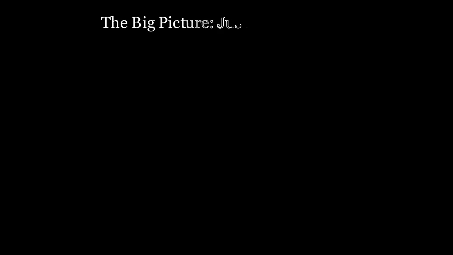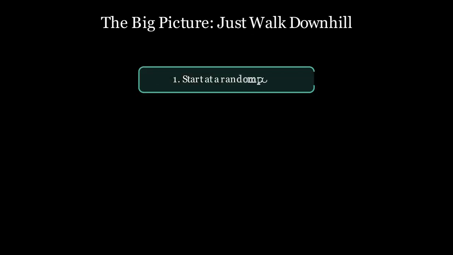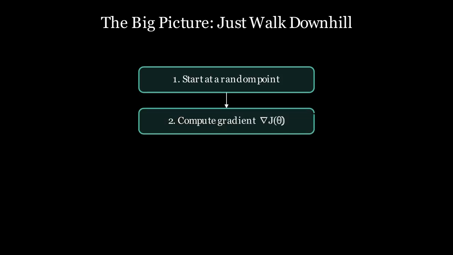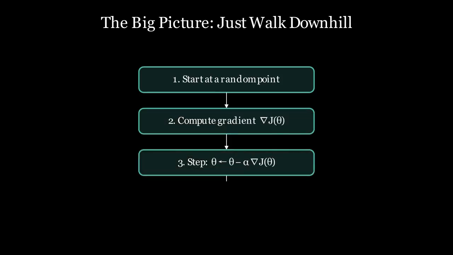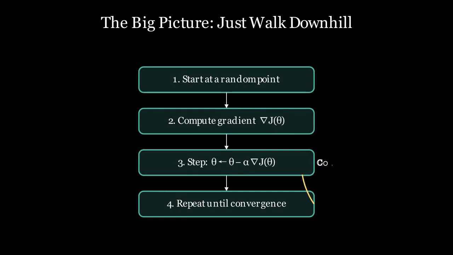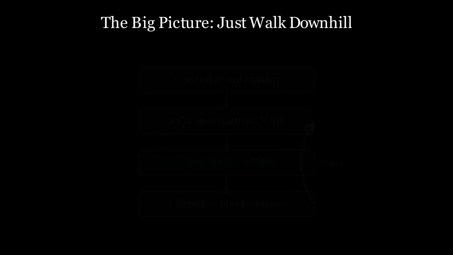Let's bring it all together. Gradient descent is a simple loop. Start at a random point, compute the gradient, step opposite to it scaled by the learning rate, and repeat until convergence. That's it. Four steps, the entire foundation of modern optimization.